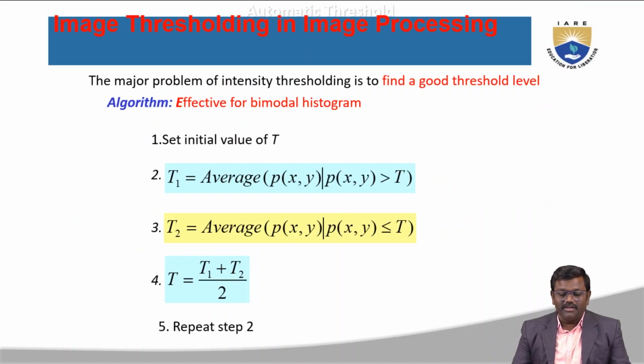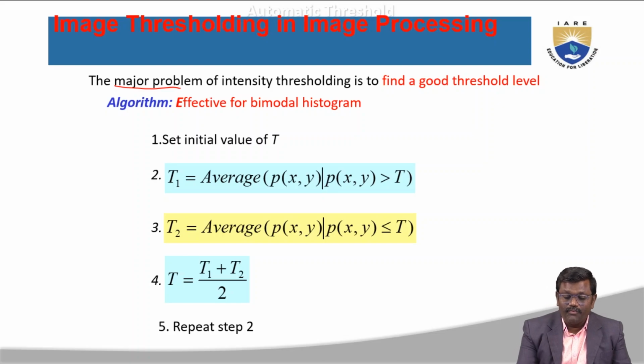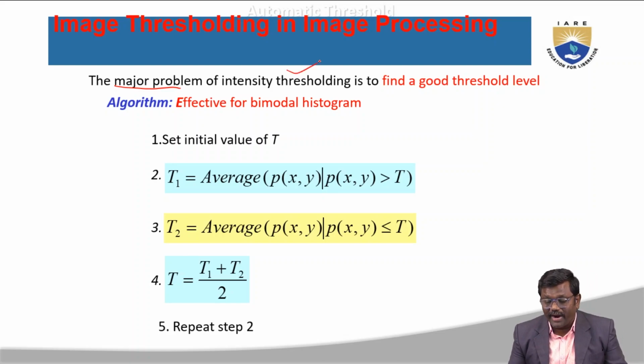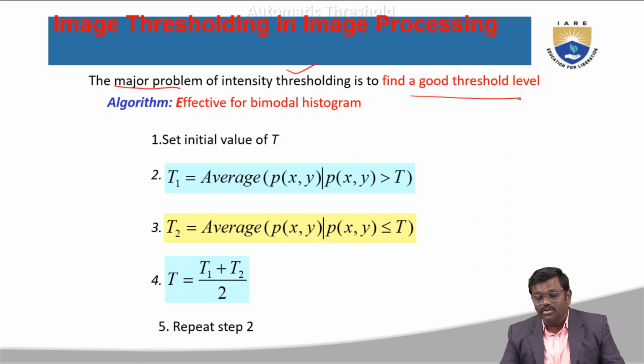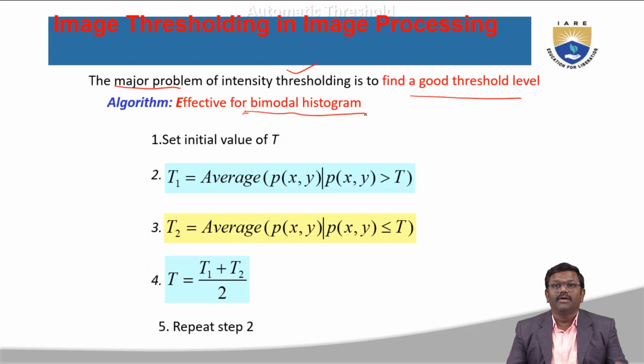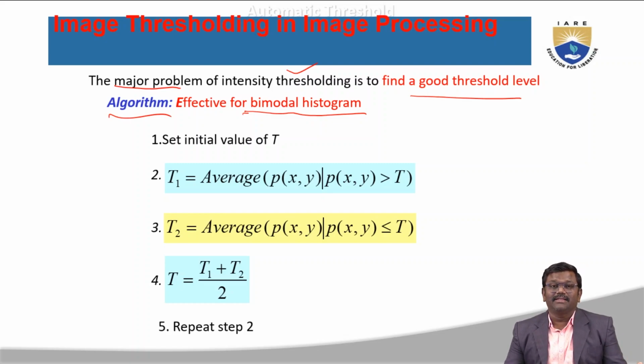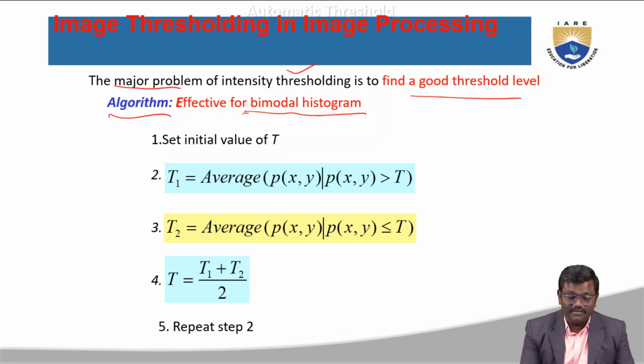Coming to how such a value may be defined, by considering one of the major problems: where your intensity thresholding is to be found, a good threshold level is found by using a bimodal histogram. It is effective for a bimodal histogram. In terms of the algorithm, which we are going to explain, an algorithm is nothing but a step by step process. What is the first step?